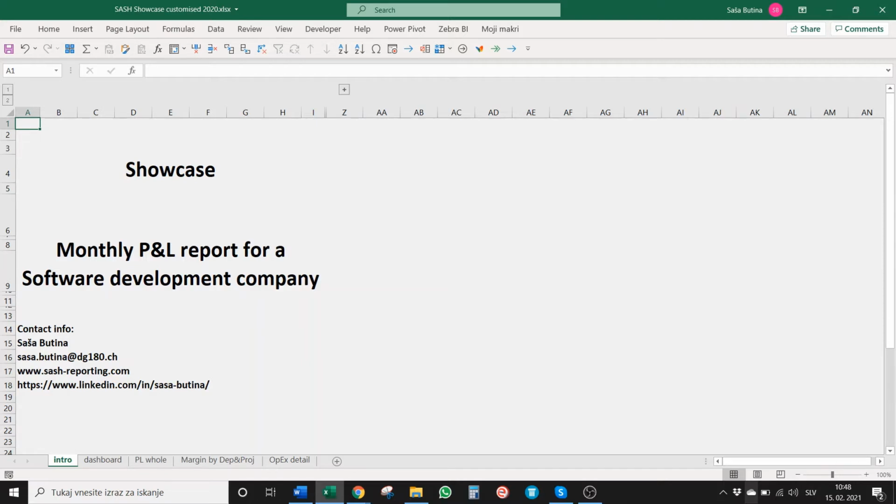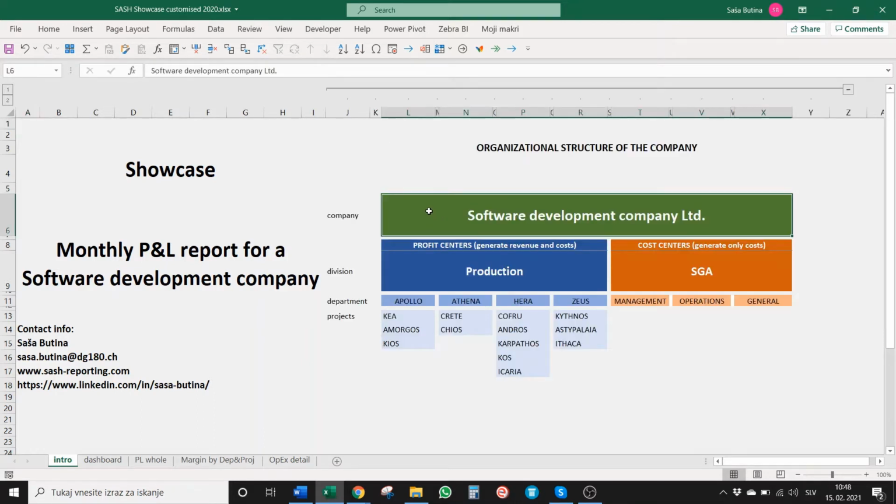In order to understand this report, we should really quickly look at the organization chart of this imaginary company. I have it here. So this is a software development company which has 4 various departments here in blue, which work all together on 13 projects at the same time. So these blue departments and projects are profit centers who generate revenue and costs.